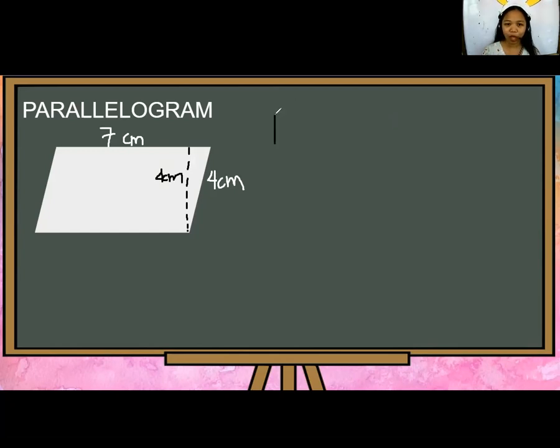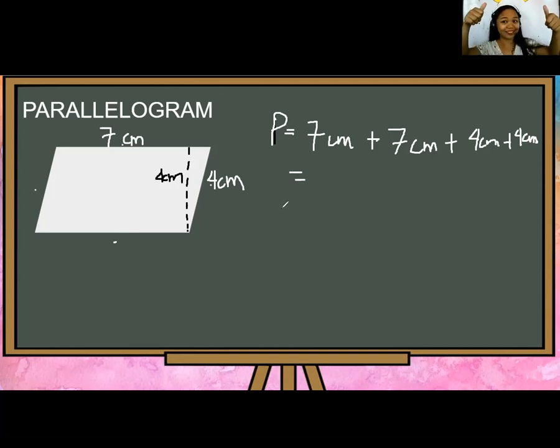Okay. So perimeter is the sum of all the sides. So we have 7 centimeters plus, this side is also equals to 7 centimeters, plus 4 centimeters plus 4 centimeters. So 7, 7, 4, 4. Right? Okay, 7 plus 7, 14. 14 plus 4, 18. 18 plus 4, 22 centimeters is our perimeter.